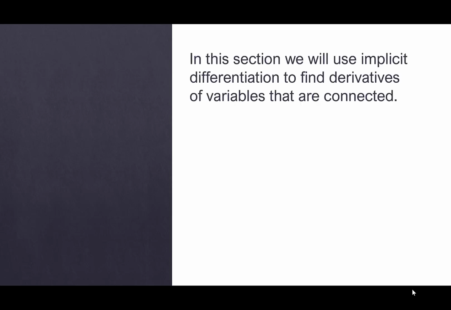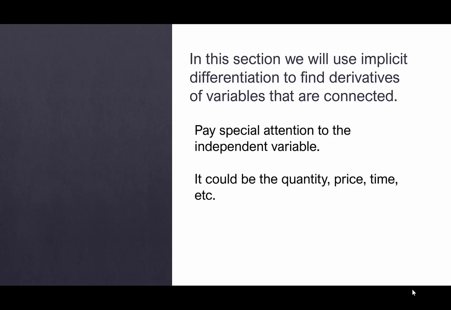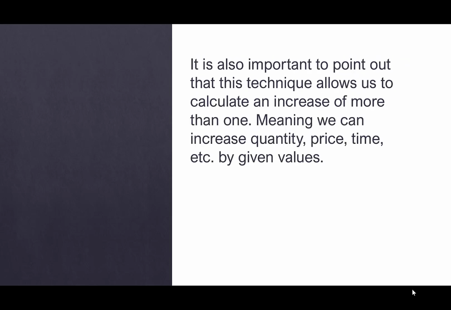In this section, we will use implicit differentiation to find derivatives of variables that are connected. Pay special attention to the independent variable. It might be the quantity or the price or time. It's also important to point out that this technique allows us to calculate an increase of more than one unit, meaning we could increase quantity, price, time, etc. by given values, and I'll make sure I point out when we do that.